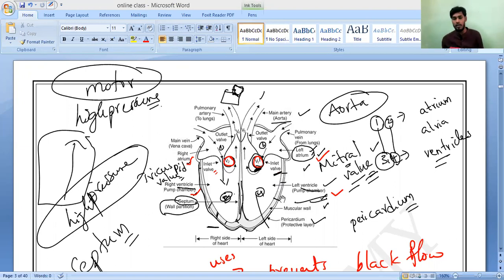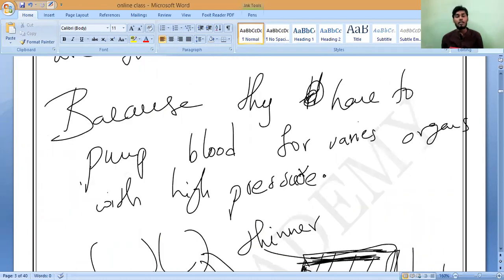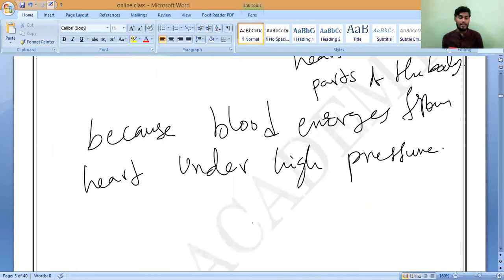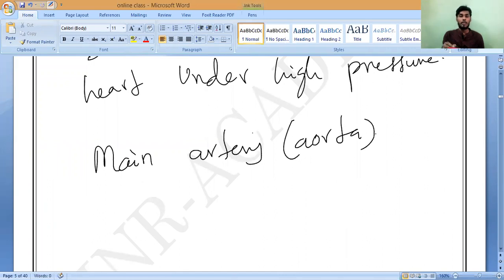All the parts of the body, blood is carried by this main artery, except for one part. What is that part? Anybody? Any idea? The lungs. So except the lungs. So the main artery is called what? Aorta.